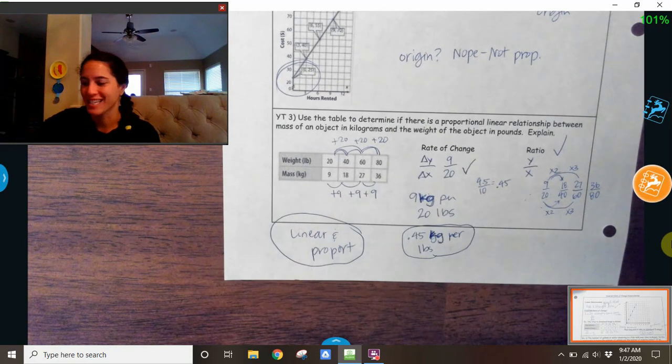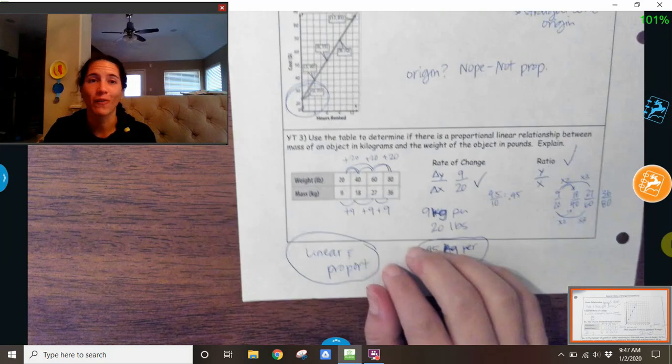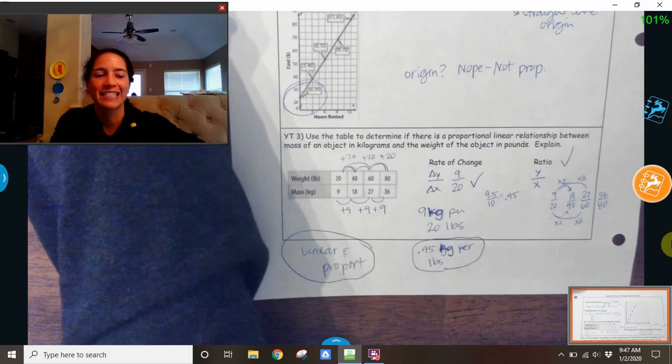All right, sorry for that interruption. These notes, I know they were long, but we are going to go over constant rate of change. Is it linear? Is it proportional? And we're going to go over that in class soon.